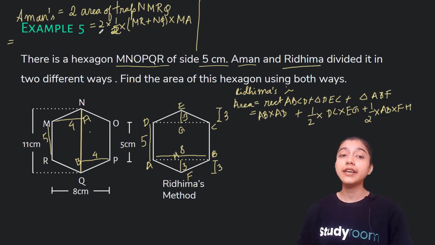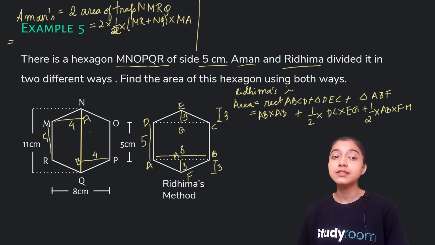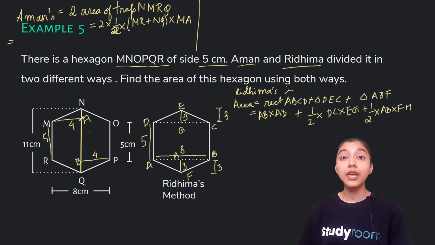So I'll be writing 2 times the area of trapezium. Now the area of trapezium is half multiplied with the sum of the parallel sides, that is MR plus NQ, multiplied with the perpendicular distance between them, that is MA. Now MA has not been directly mentioned, so we have been given this entire length, that is MO as 8 centimeters. So MA will be half of MO, so it will be 4 centimeters. Now what I have to do is to put the values. So here this 2 will get cancelled out with this 2.